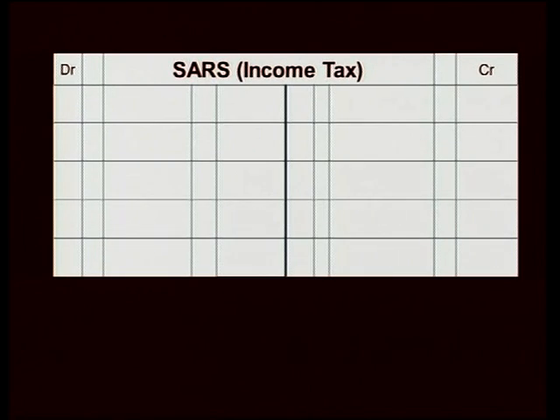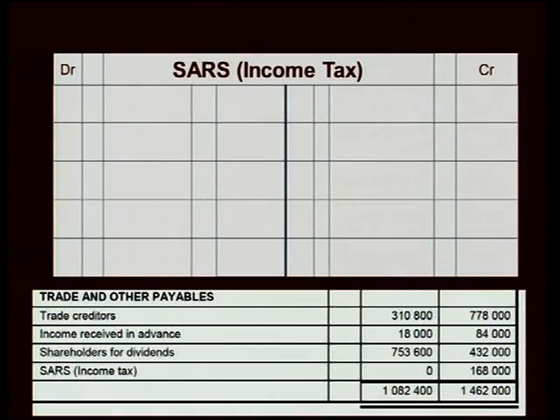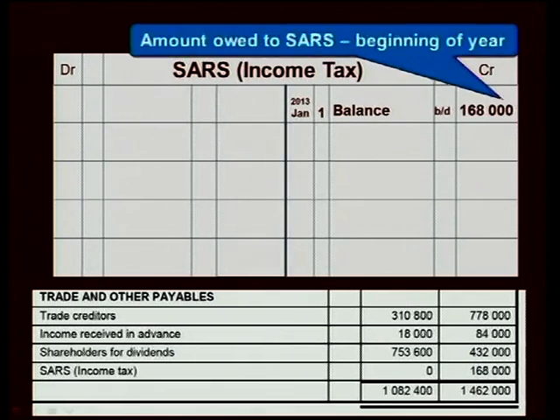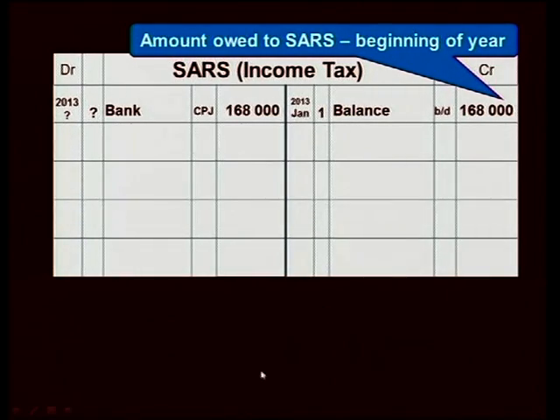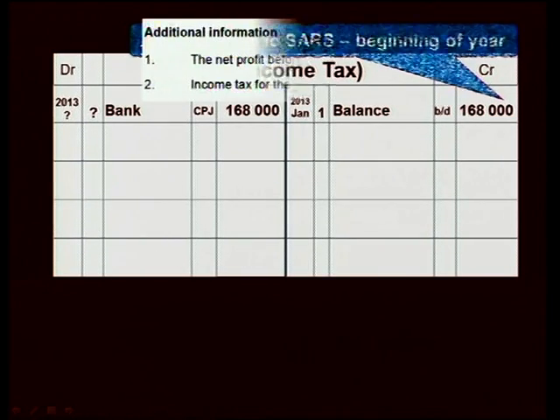Okay, then we go to the income tax paid. From the information, I am able to draw an income tax account, and I know that at the beginning of the year 168,000 was owed. That's the amount owed to SARS at the beginning of the year. That would have been paid soon after the start of the financial year, so I can put a bank through that would have been paid.